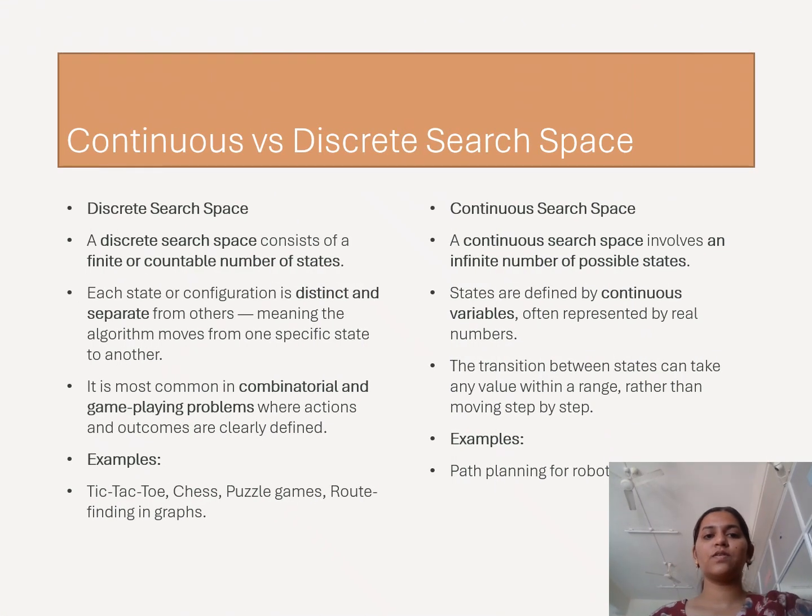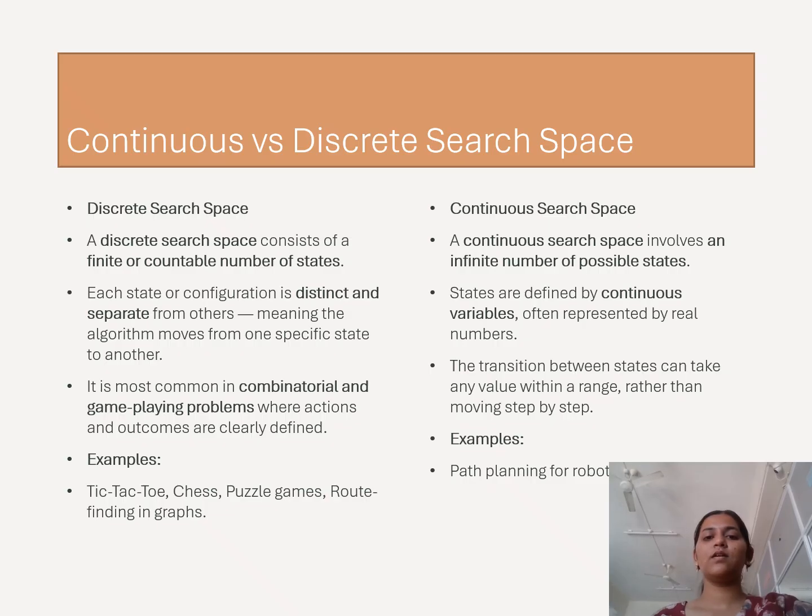Next is continuous versus discrete search space. Discrete search space: a discrete search space consists of a finite and countable number of states. Each state is distinct and separate from the others, meaning the algorithm moves from one specific state to another. It is the most common in combinatorial and game playing problems where actions and outcomes are clearly defined. For example, tic-tac-toe, chess, puzzles, game trees, and route finding in graphs.